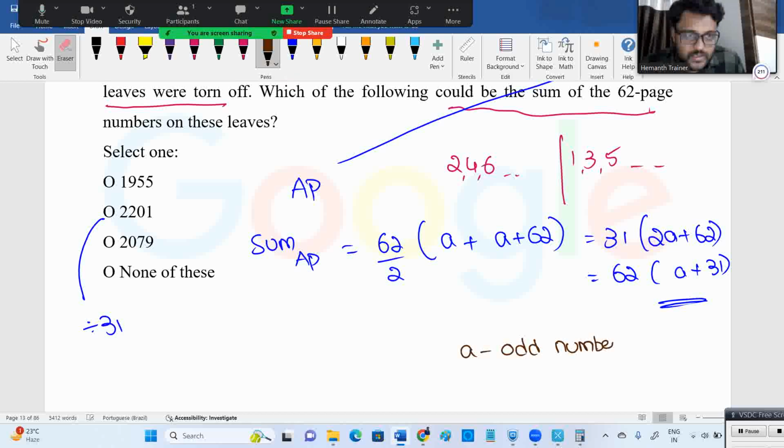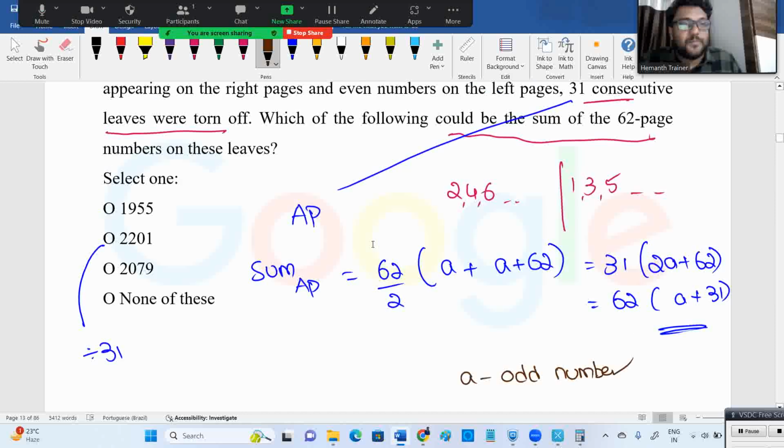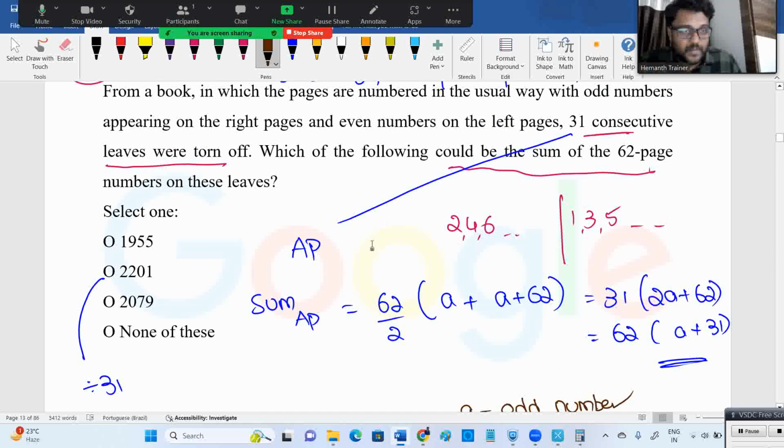Here this is divisible by 31, but I think here we don't have a choice, but this is the procedure. I hope you understand the procedure at least. We have a total of 62 page numbers. The sum of terms in an AP is number of terms divided by 2 into first term plus last term. This should be 61. A plus 61. Wait, this is A plus 61.